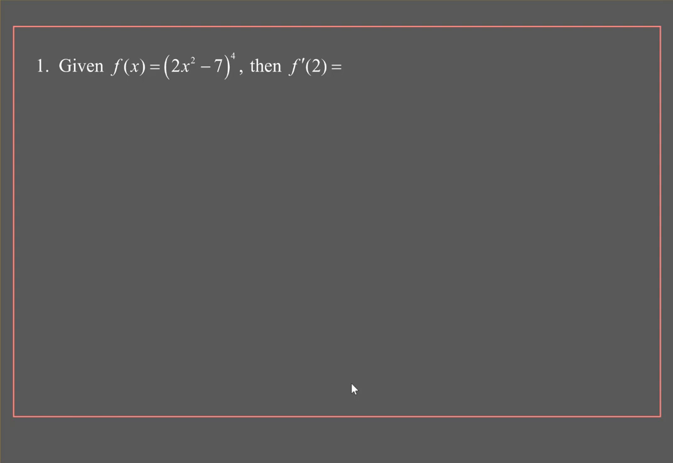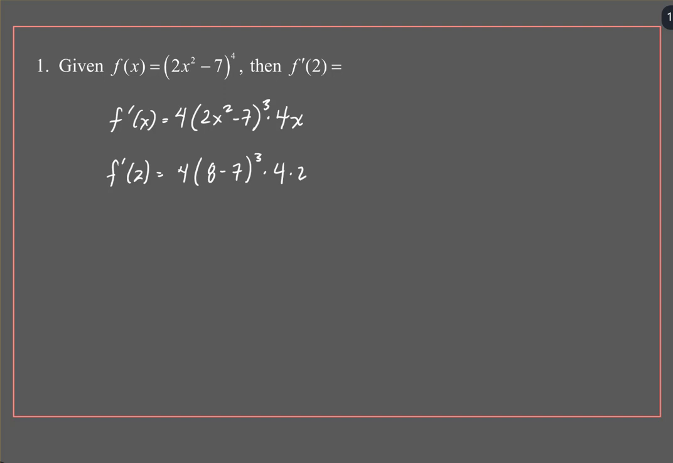Number one asks you to find f prime of 2 given this f of x. You should recognize that this is a chain rule, and therefore my derivative f prime of x is going to be 4 times (2x squared minus 7) to the third, multiplied by the derivative of the inside, which is 4x. Now I'm asked to find f prime of 2, so f prime of 2 equals 4 times (8 minus 7) to the third times 4 times 2. So that's 1, that's 16, that's going to give me 32.